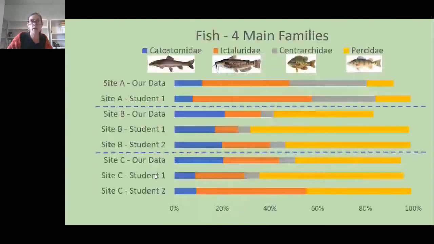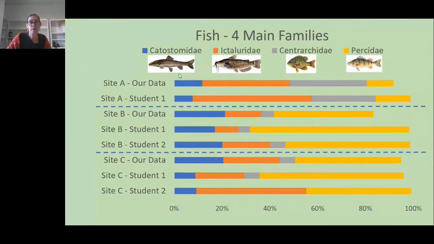Now, what was the impact of this on the overall picture that the students were generating about the types of animals at these sites? We're going to look at fish because, as you probably figured out by now, fish interest us. And so there are four fish families that are frequently found in significant number in Ontario.